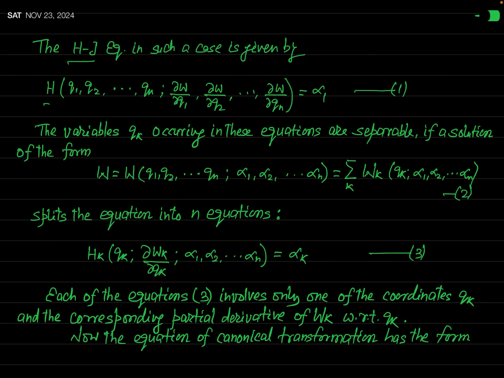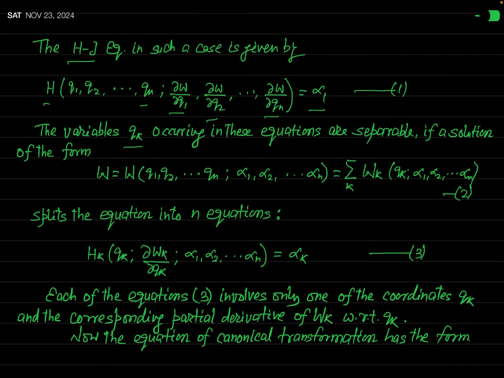H of q1, q2, and so on, qn, these are generalized coordinates, del W by del q1, partial derivative of W with respect to q2, and so on, partial derivative of W with respect to qn, and that is equal to alpha 1. In fact, here, W is what? W is the Hamilton's characteristic function. Okay? W is called Hamilton's characteristic function. Actually, in this equation, the variables q1, q2, and so on, qn are generalized coordinates. In general, you may call these variables by the symbol qk.